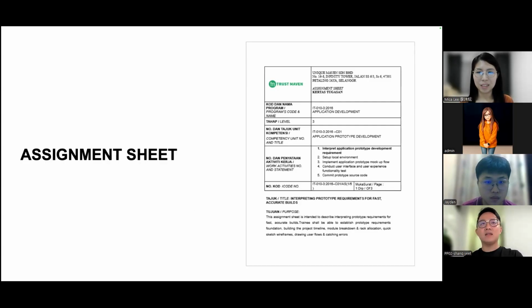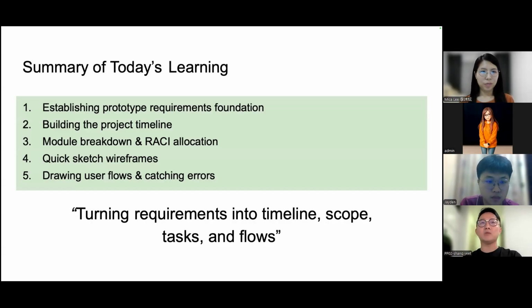Before we end the day, let me just go through and summarize what we have learned today, right? From the time we spent together, we talked about establishing the requirements for the prototype. We talked about how to plan the timeline. We talked about how to break down the features and group them together into the associated or related modules. We talked about what framework to use to associate our work to the people and each of their responsibilities in this project. We talked about drawing wireframes and visualizing our features. And we talked about drawing user flows to catch potential problems from the user experience that we're trying to put into this prototype.